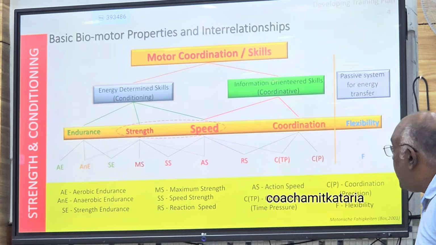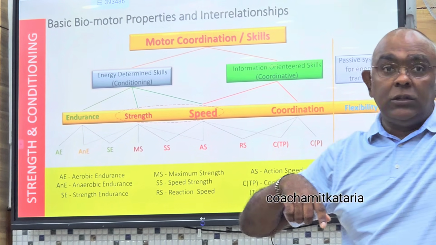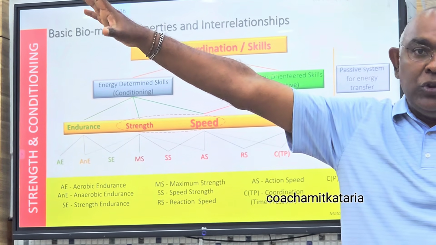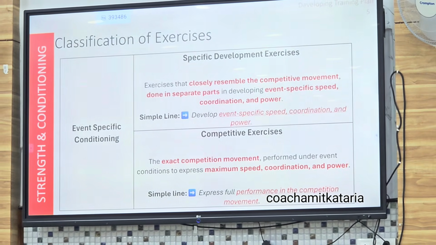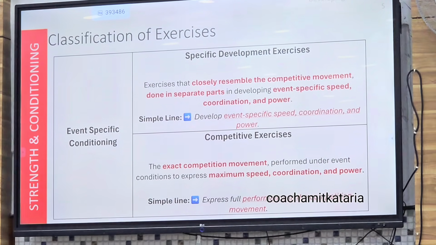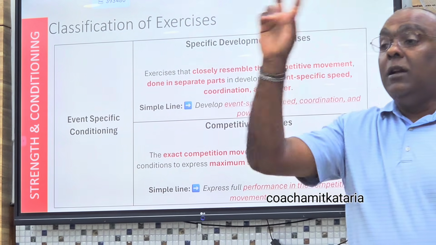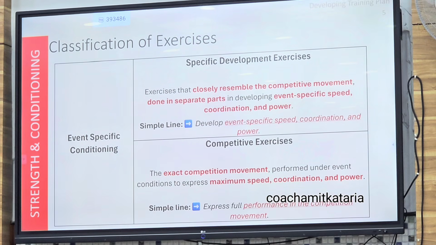You realize speed is only one, it is the family of two, both as an energy source and as information. Later on when we do the coordination, I'll explain that. So this is where our grouping comes. Remember the first two we mentioned earlier? Now for skill conditioning or event specific conditioning, we have another two more groupings.